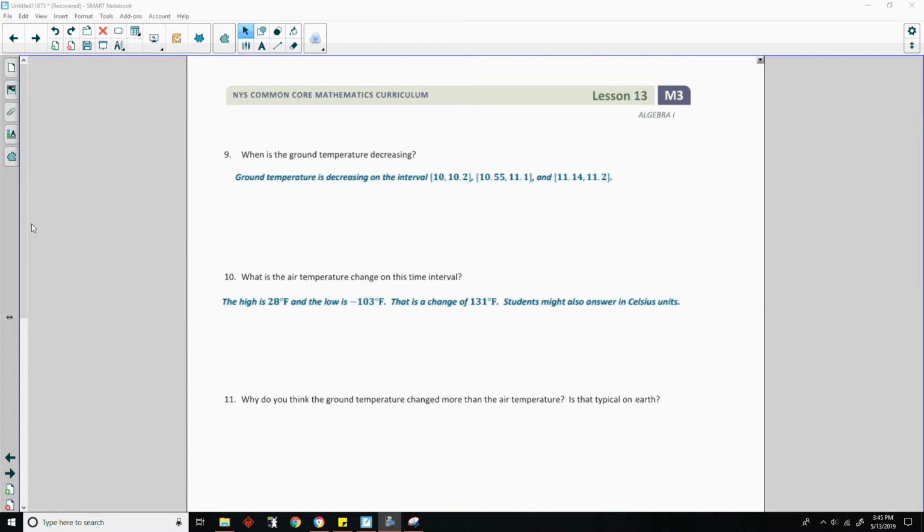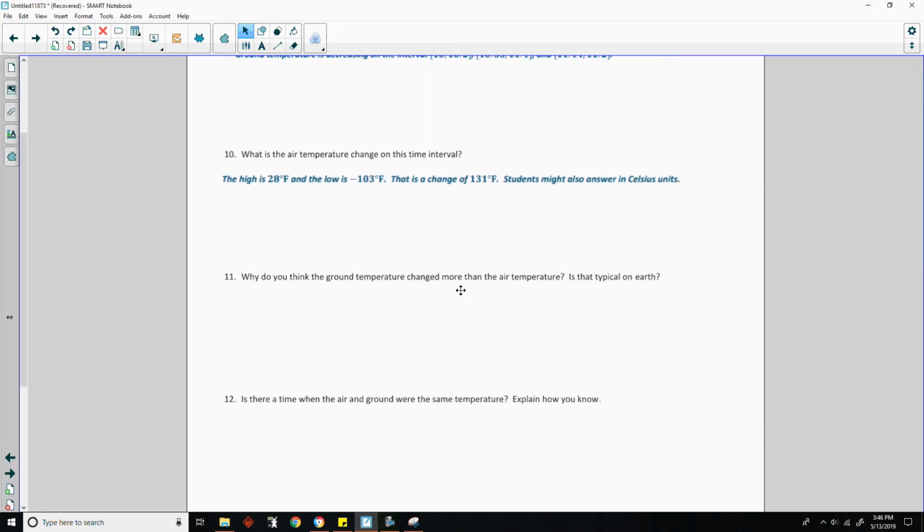Number 11. Why do you think the ground temperature changed more than the air temperature? Is that typical on Earth? Okay, so why do you think? The words "do you think": nobody thinks the same. Think is an assumption, an opinion. Why do you think it changed more than the air temperature? There could be multiple reasons.